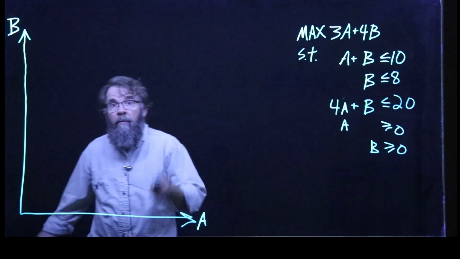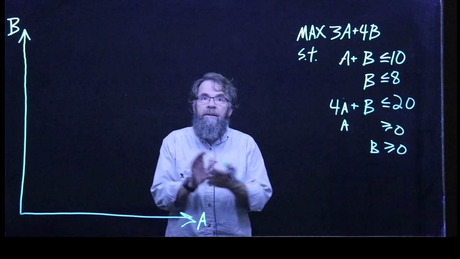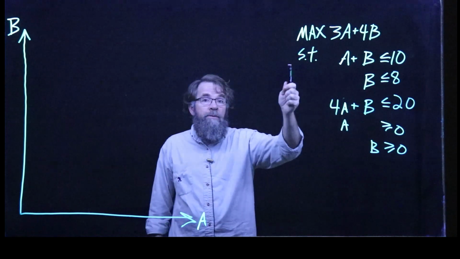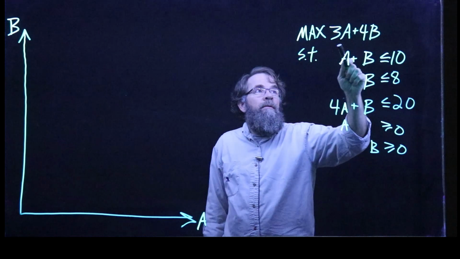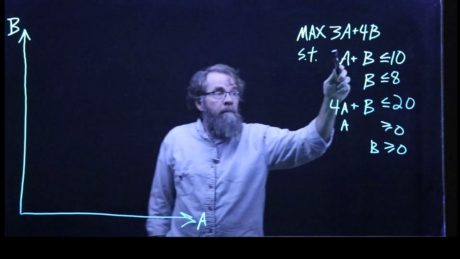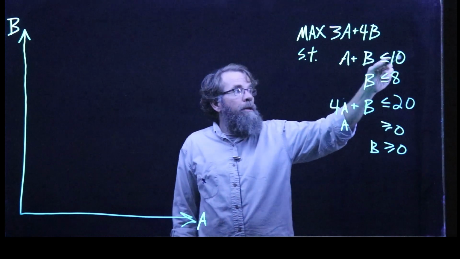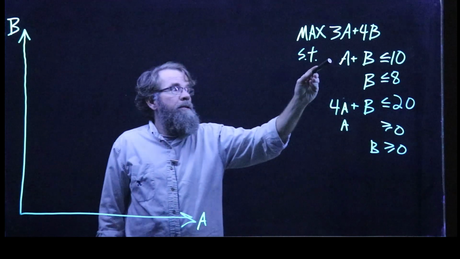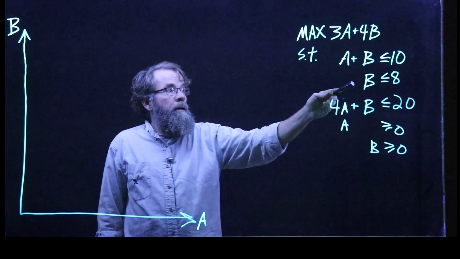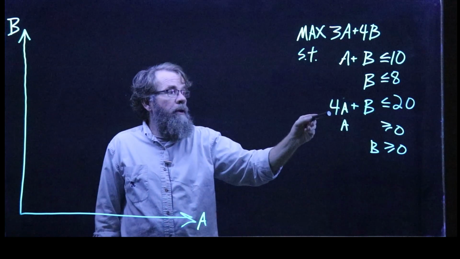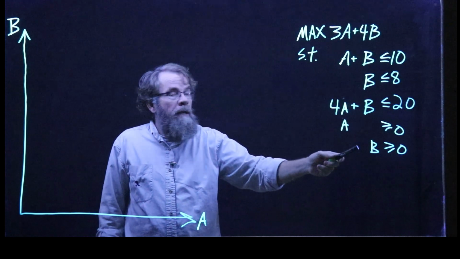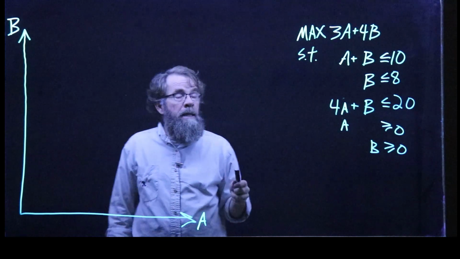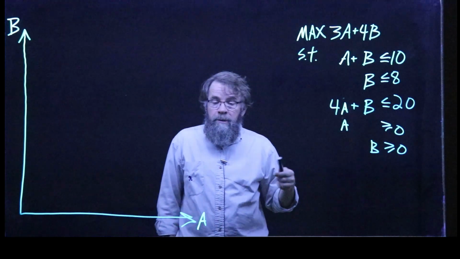In this video, I will be solving a simple linear program, a maximization problem. We have two variables, a and b, and we're maximizing 3a plus 4b. And we have one constraint that says a plus b is less than or equal to 10, b is less than or equal to 8, 4a plus b is less than or equal to 20. And then we have non-negativity constraints. A and b have to be greater than or equal to 0.